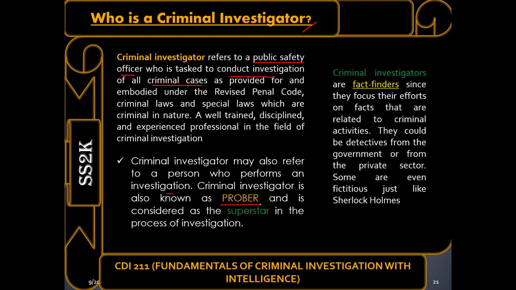Criminal investigators are also known as fact finders. When you say fact, tagahanap po ng katotohanan at pawang katotohanan lamang, since they focus their efforts on facts that are related to criminal activities. They could be detectives from the government or from private sector. Some are even fictitious. When you say fictitious, kathang-isip lamang. Tulad po ng mga nasa pelikula, example po nung Sherlock Holmes and Dr. Watson. Yan po, no? Pwedeng kathang-isip lamang na investigador. Pwedeng makatotohanan.